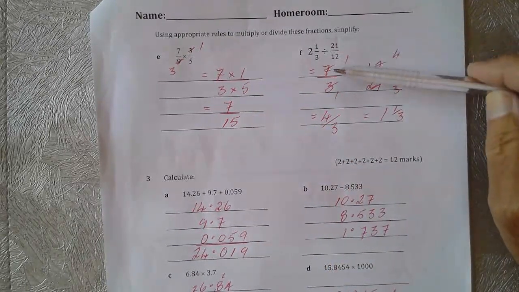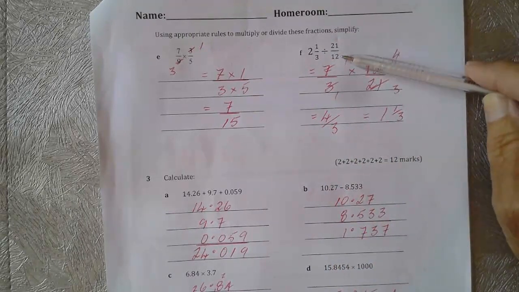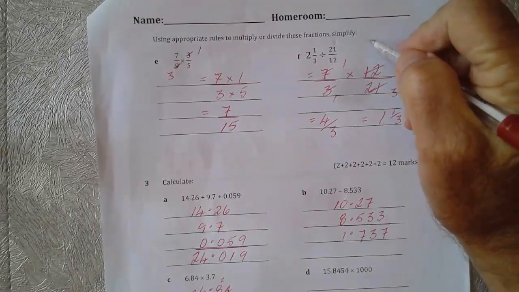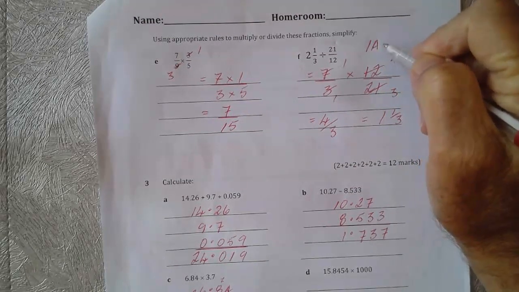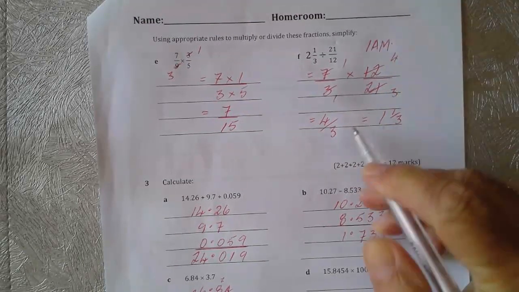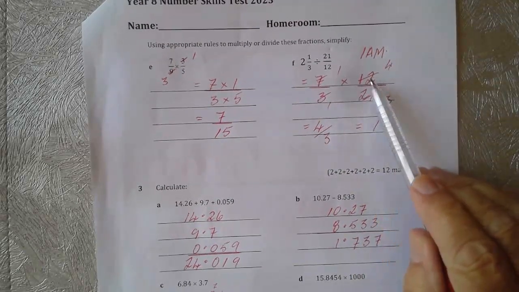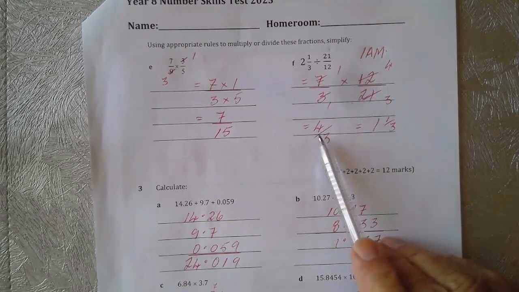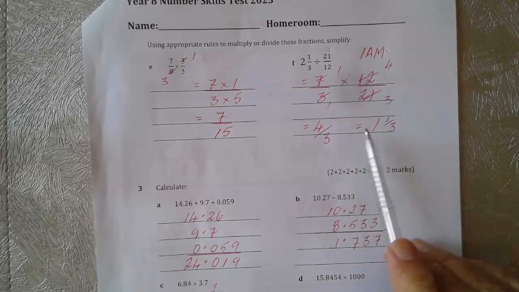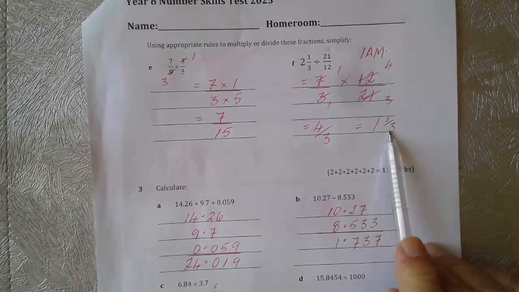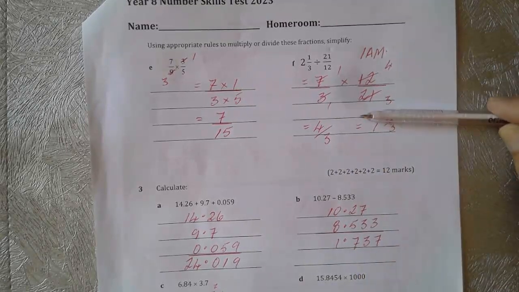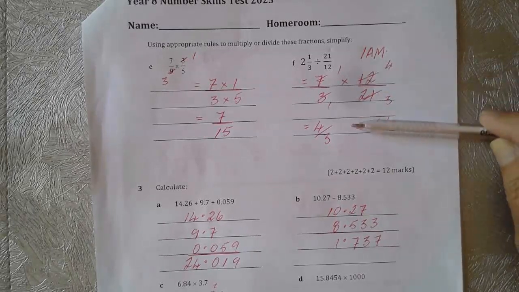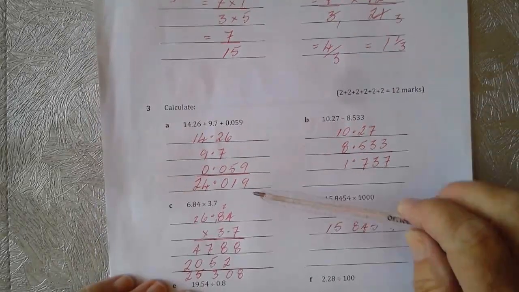Here, convert it to a mixed number, and then you invert and multiply. I invert and multiply the second fraction. And that's what I've done, and then I've cross-cancelled here, here and here. So 1 times 4 is 4, and 1 times 3 is 3, and that becomes 1 and 1/3. Again, clearly laid out, and the last line shows the answer.